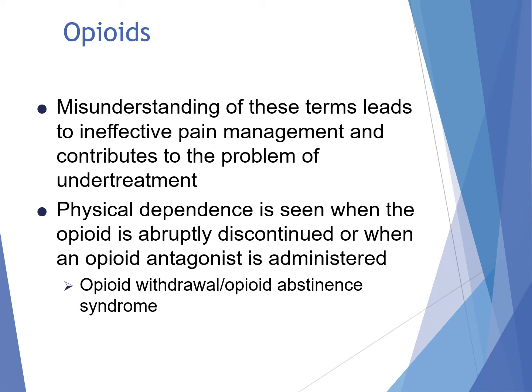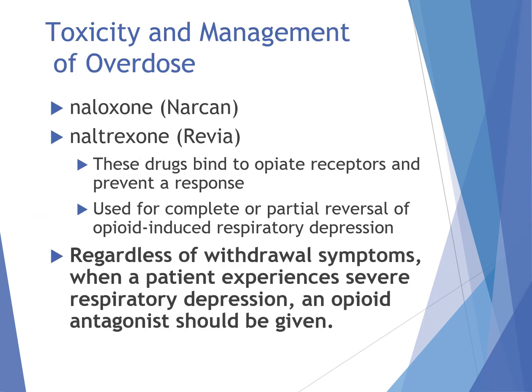Misunderstanding of these terms leads to ineffective pain management and contributes to the problem of undertreatment. Physical dependence is seen when the opioid is abruptly discontinued or when the opioid antagonist is administered. Opioid withdrawal, opioid abstinence syndrome, either one can occur.